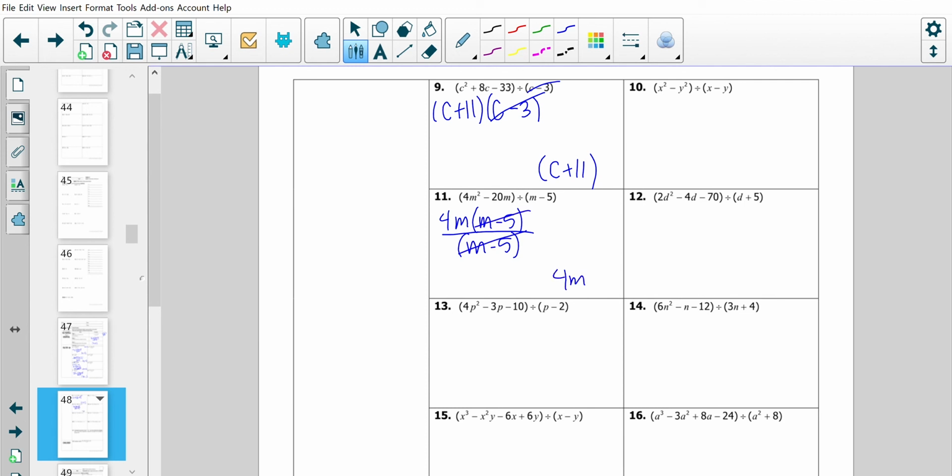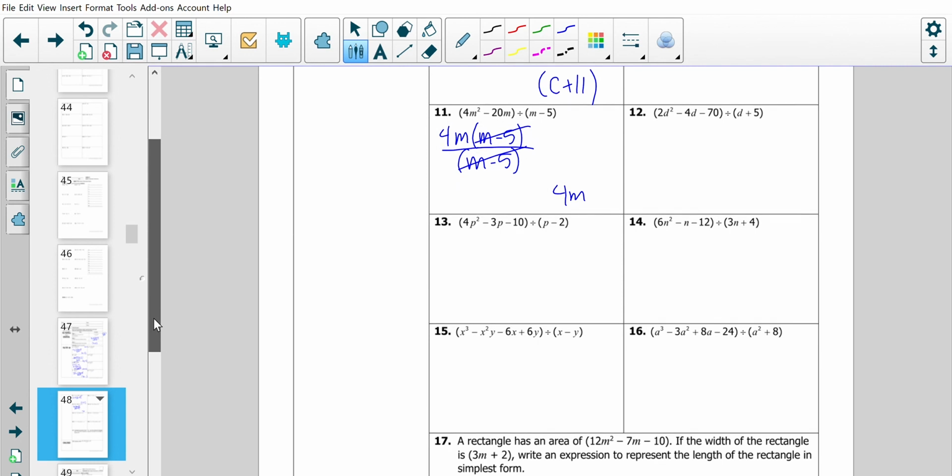I love this so much. Yeah, you didn't even have to factor anything. You just greatest common factored. I love this so much.